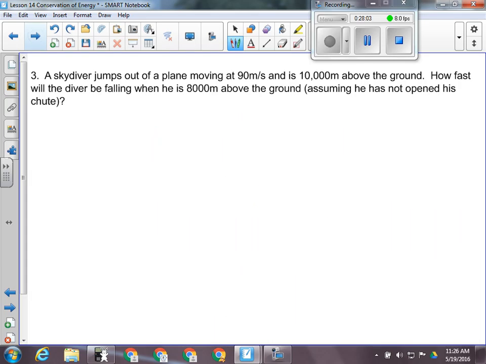Okay, try this one. Similar to what we just did. They're all the same, really. You're either going to be solving for a speed or for a height. All you have to do is isolate it and plug in the numbers. They all work the same.